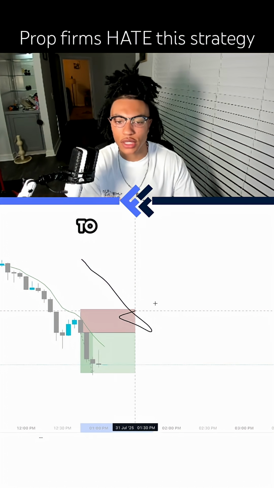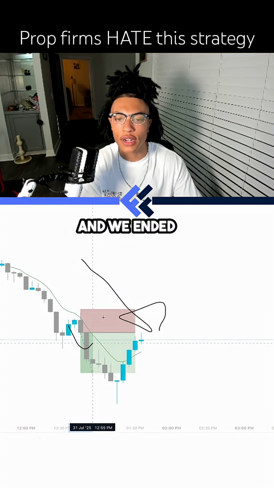And as we can see, price continued to the downside and it respected the 8 EMA, and we ended up securing profits on the trade.